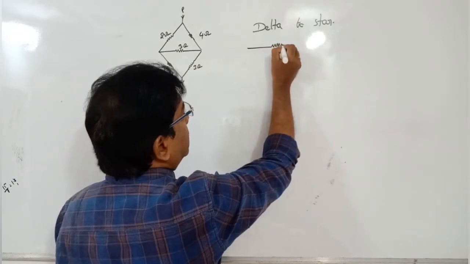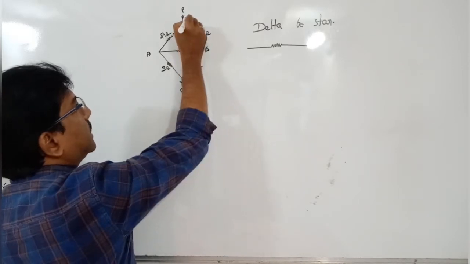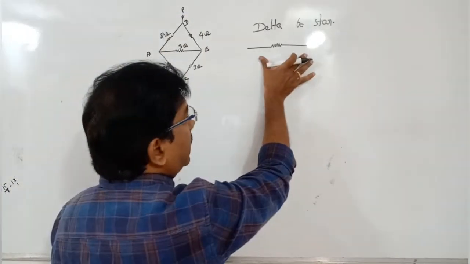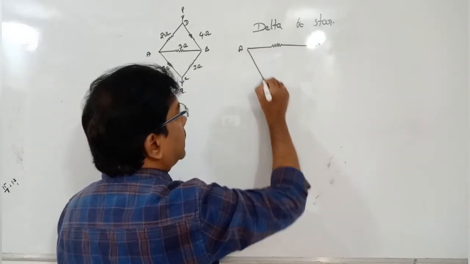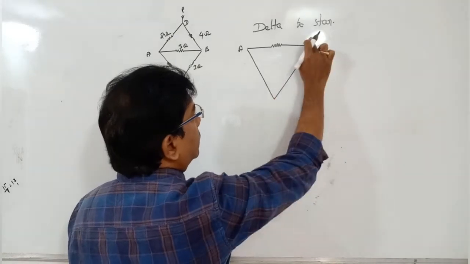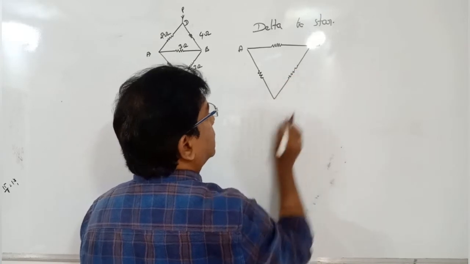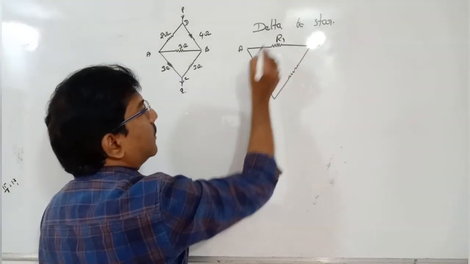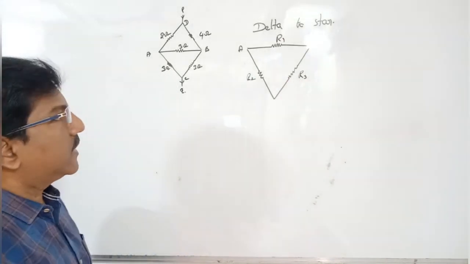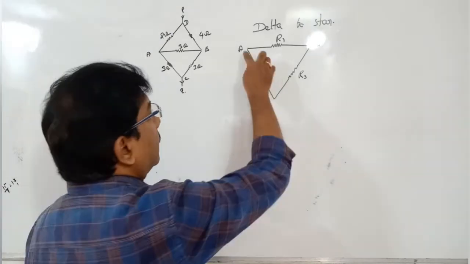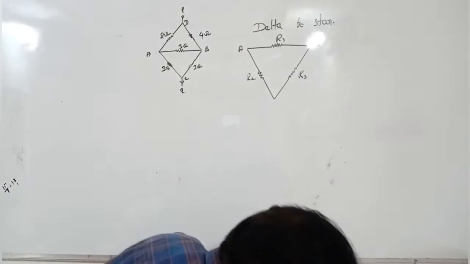See, I would like to take A, B, C, D junctions. First I would like to elevate this AB. And here we have this one and this one. Make them R1, R2 and R3. Now whatever delta is there can be converted into star like this.